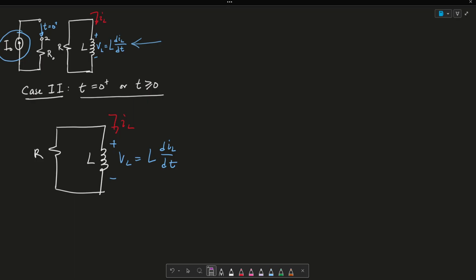When the inductor is disconnected from the DC source, there is an induced voltage VL caused by the current IL, and it allows the inductor to act like a battery source and start to discharge toward my resistor R. So I'm going to put a plus and minus here, and I'm going to do a KVL.